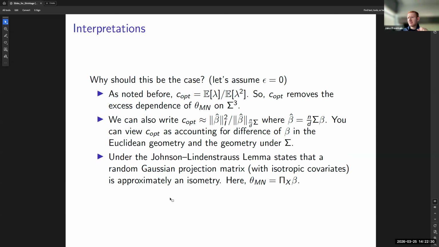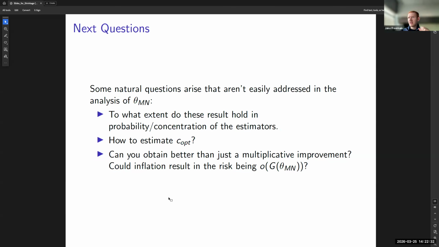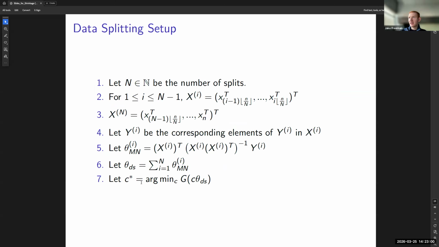And so the next questions are, to what extent do we get some concentration? Obviously we're looking at the generalization error, but the risk matters too. Can we estimate C-opt? And can you obtain better than just a multiplicative improvement? Could you obtain something that's shrinking to zero while your generalization error is order one with just the non-scaled estimator? And so to do this, what we really need is this data splitting type technique.